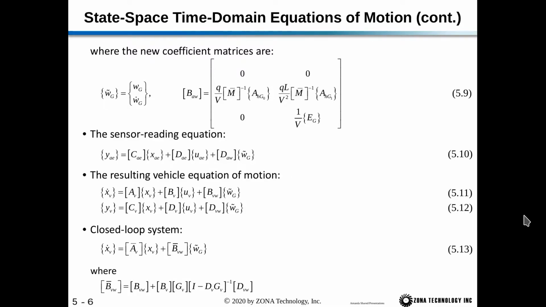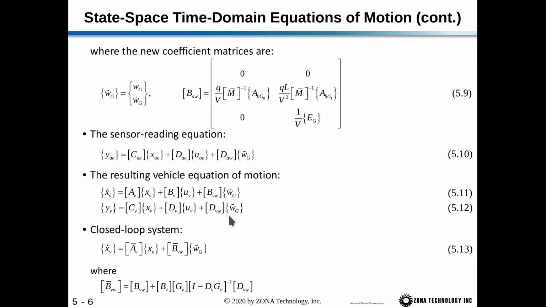So continuing, the new coefficient matrices in equation 5.8 are given here in 5.9. W tilde sub G is WG and W dot G, and then our BAW is given by this matrix. Now moving on to the C and D matrices, the sensor equation YAE is augmented by this new term DAW times W tilde G, and the resulting vehicle equation of motion is given in equations 5.11 and 5.12, where once again we have the new terms due to gust.